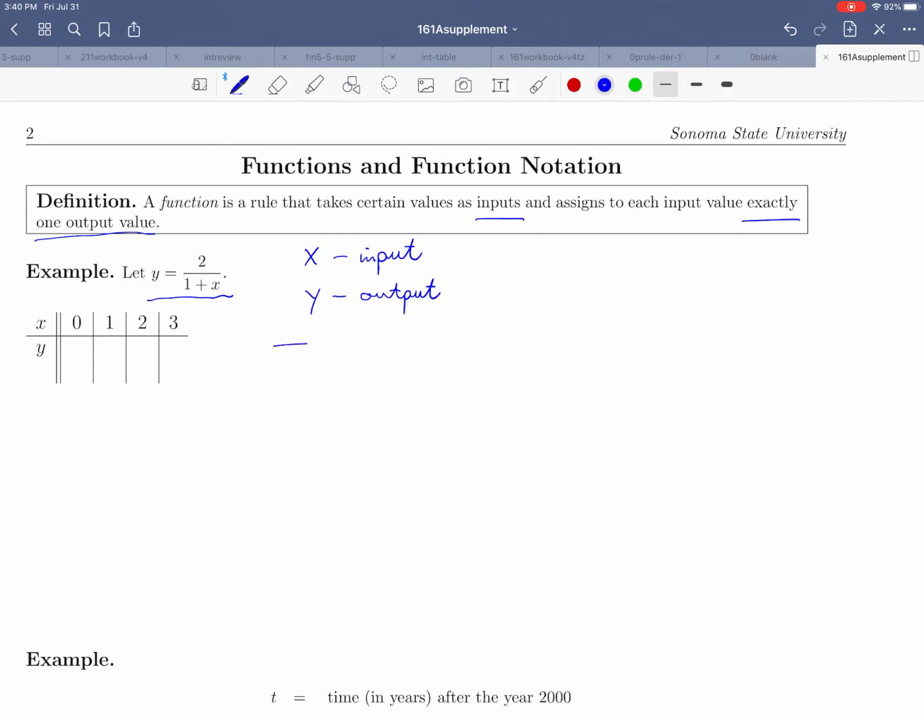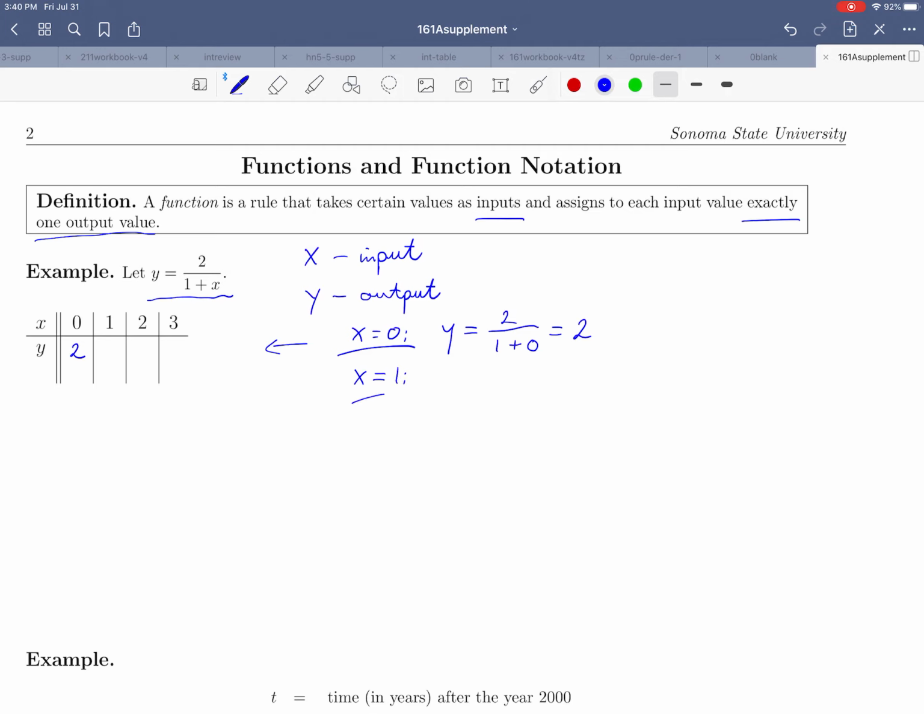And so over here we have a table and we already picked a few values that we are interested in. We are interested in when x is equal to 0, what is y? So we can figure this out. When x is equal to 0, y is 2 divided by 1 plus whatever that value of x is. So y is equal to 2 divided by 1, which is 2. So we can put that in our table. And similarly, we can do this for every value of x we are interested in.